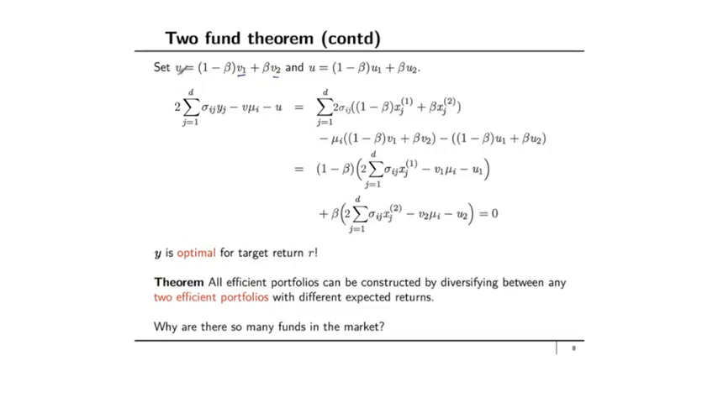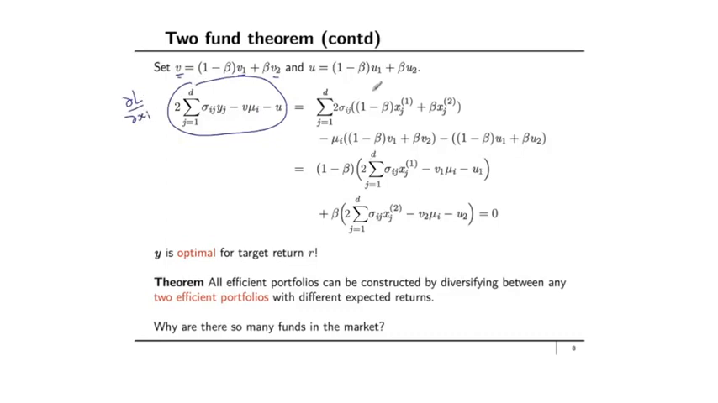So I take a guess and say that the v variable corresponding to this new position is just the same multiplication: (1 minus beta) times v1, plus beta times v2. (1 minus beta) times u1, plus beta times u2 is going to be u. Here's my sigma_ij y_j minus v mu_i minus u. This is the gradient condition that corresponds to asset i. So this is the partial derivative of the Lagrangian with respect to the asset i.